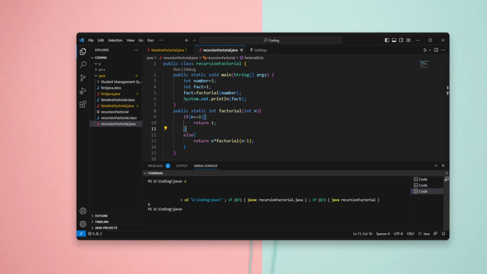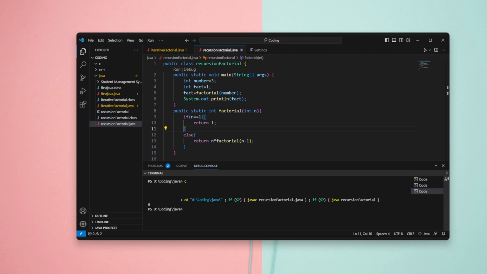Now comes the question: which approach is better? The answer depends on various factors such as performance, readability, and maintainability. In general, for calculating factorials, the iterative approach is often preferred due to its lower space complexity. It uses a constant amount of additional memory, making it more efficient and suitable for larger input sizes.